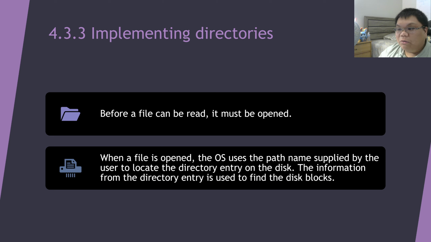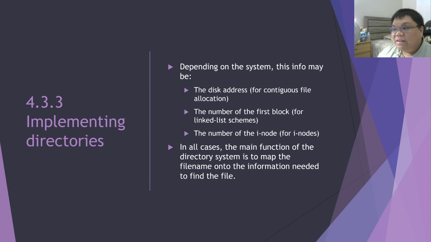Let's talk about directories real quick. Before a file can be read, we of course have to open it. When a file is opened, the OS uses the path name supplied by the user to locate the directory entry on the disk. The information from the directory is used to find the disk blocks. Depending on the system, the information for a file may be the disk address for contiguous file allocation, the number of the first block for linked list schemes, or the number of the inode for inodes.